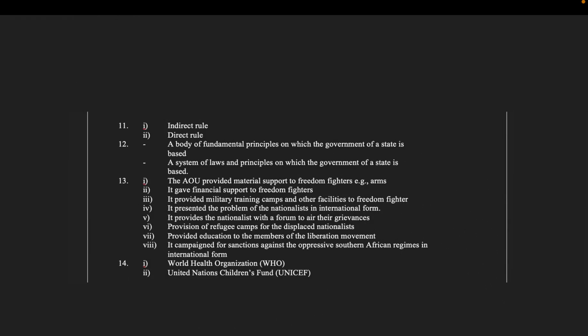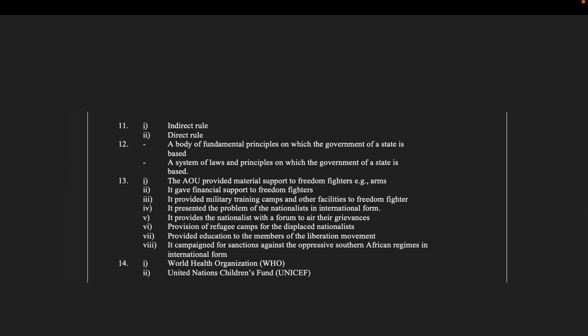11. Indirect rule. Direct rule. 12. A body of fundamental principles on which the government of a state is based. A system of laws and principles on which the government of a state is based.